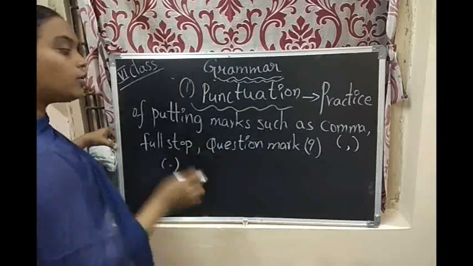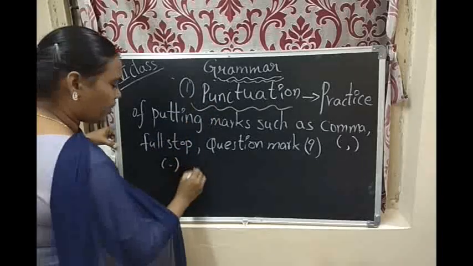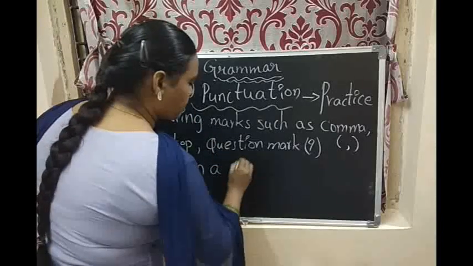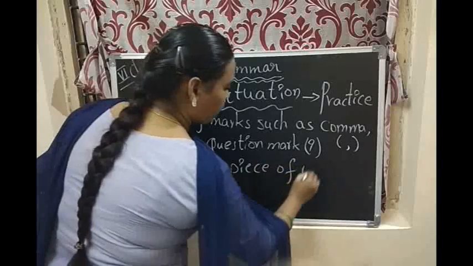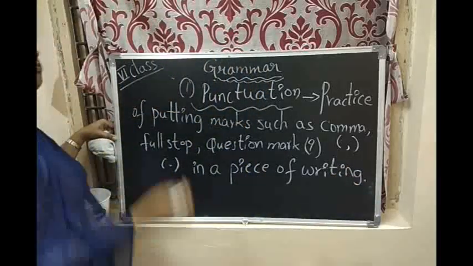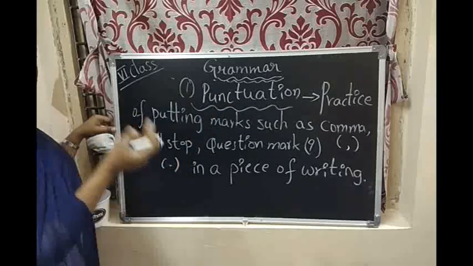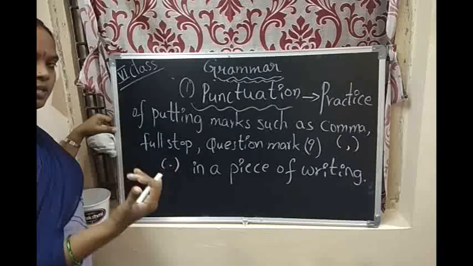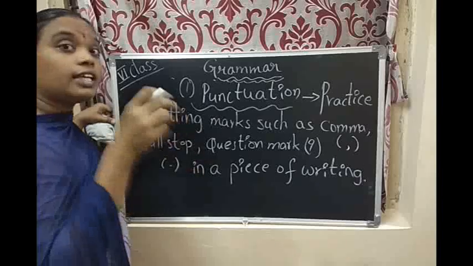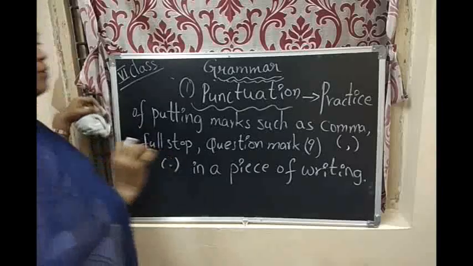So here what we are talking about is the definition, no? Such as in a piece of writing, where we have to use all these in a piece of writing. So this is the definition of punctuation. Practice of putting marks such as commas, full stop, question mark, exclamation mark, inverted commas, apostrophe, all those things. Where do you have it? In a piece of writing. This is the definition of punctuation.